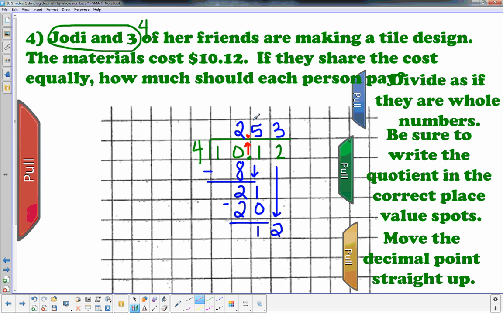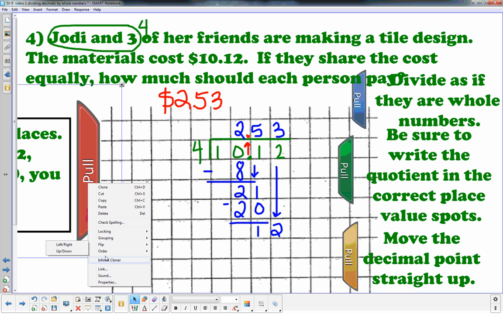That's money. If they share the cost equally, how much should each person pay? So each person is going to pay $2.53.